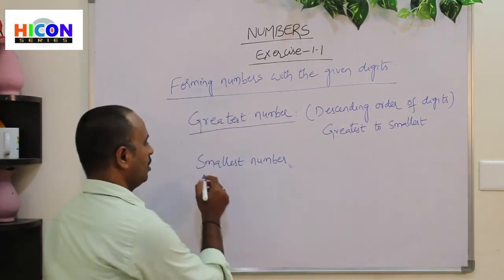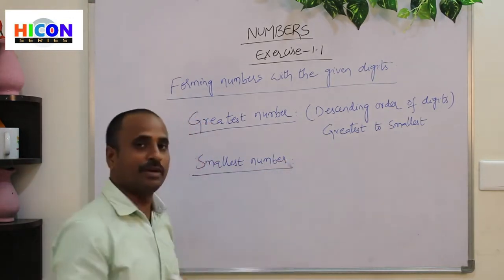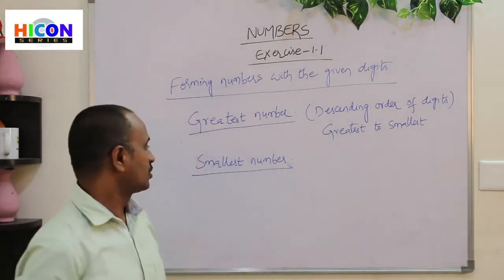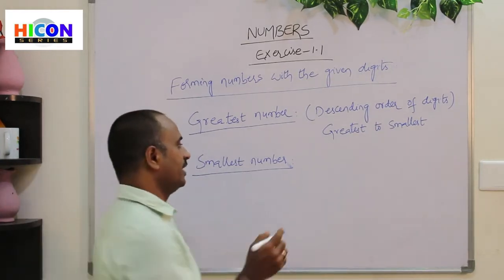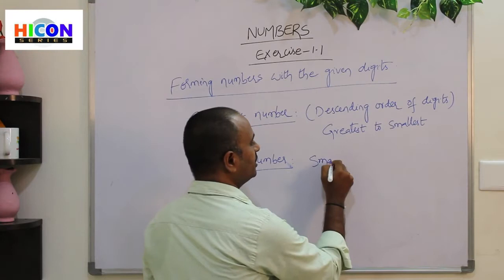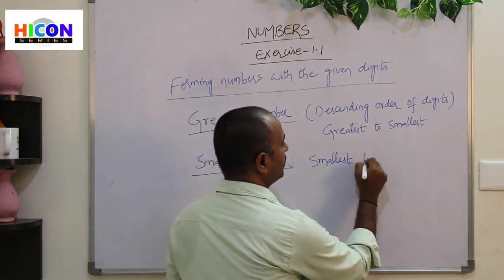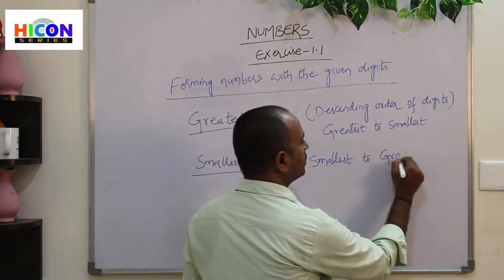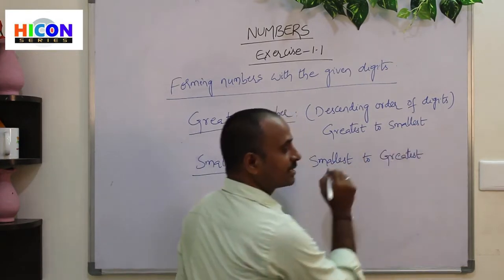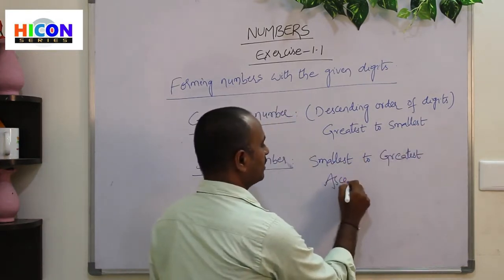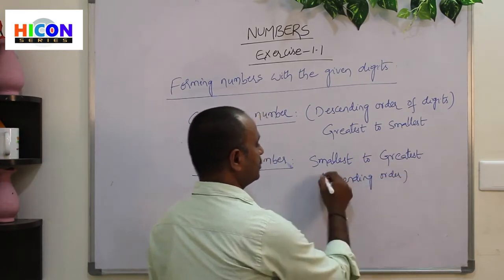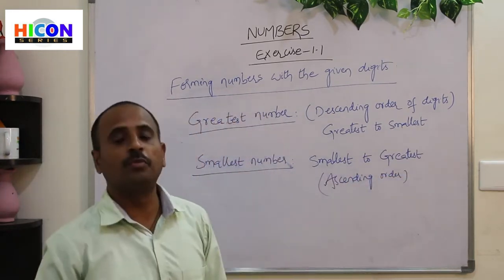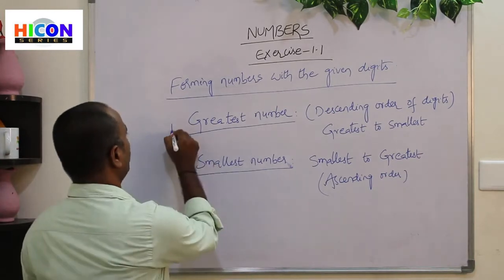In the same way, how can we write the smallest number with the given digits? The smallest number can be obtained by arranging the given digits from smallest digit to greatest digit. Smallest to greatest means ascending order. So children, remember these 2 points.